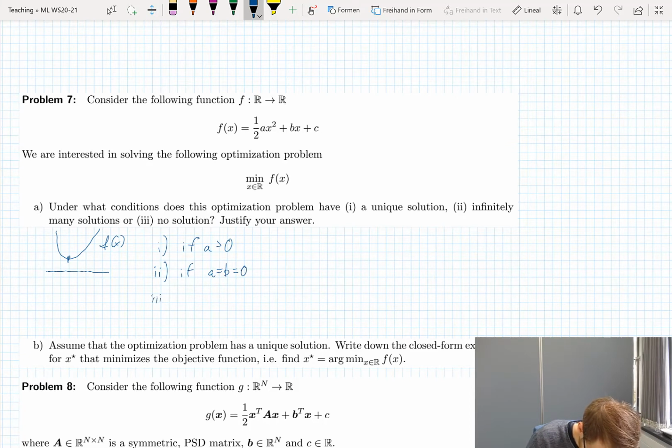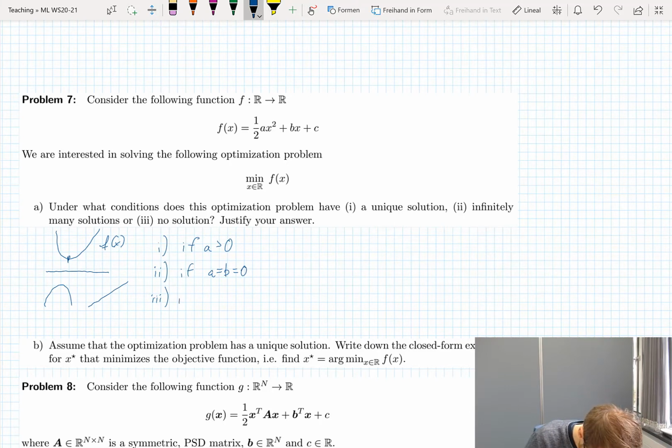And 3, when does it have no solution? Well, either if the parabola looks down, or we have a linear function, but it's not flat, it's tilted in some way, because then the minimum would go to infinity. So basically, either this case or this case.